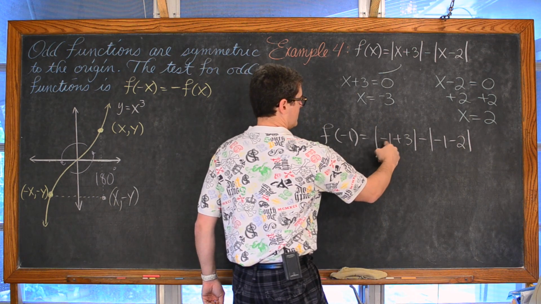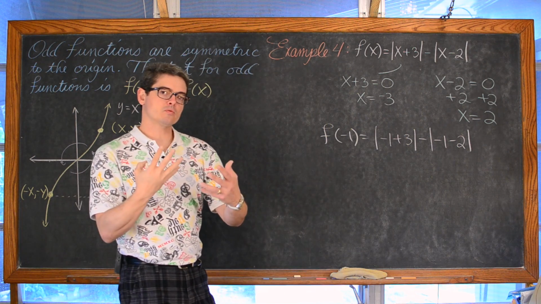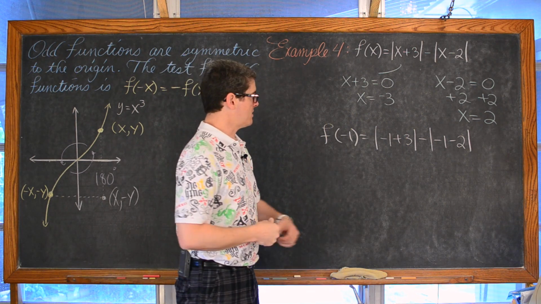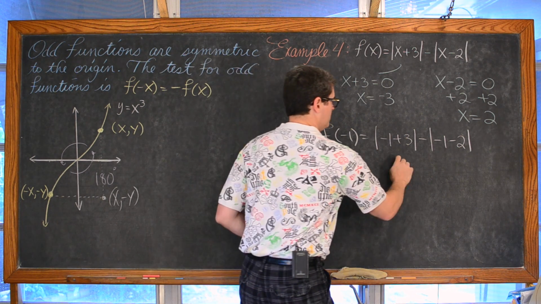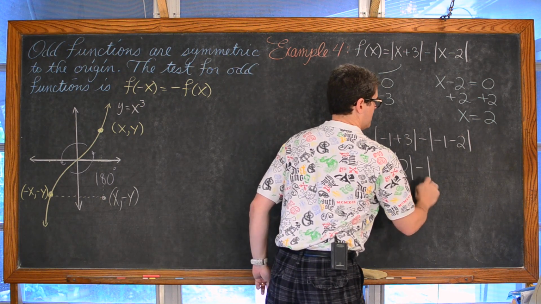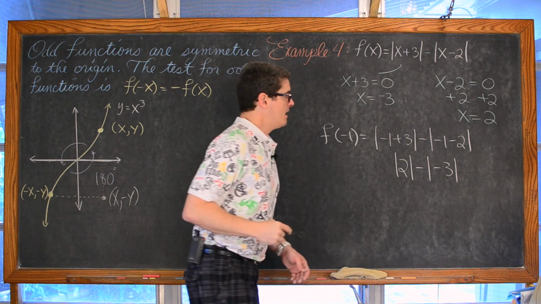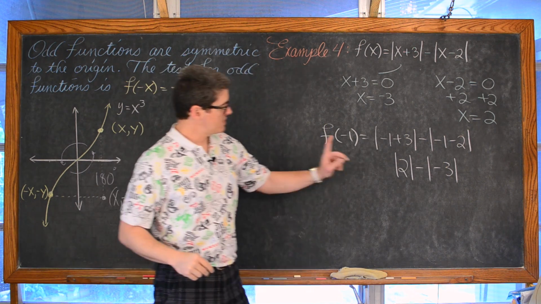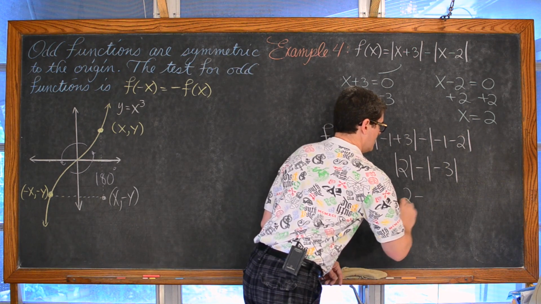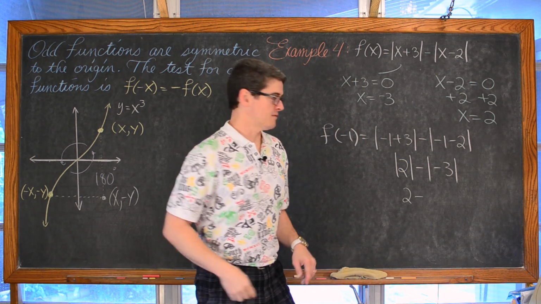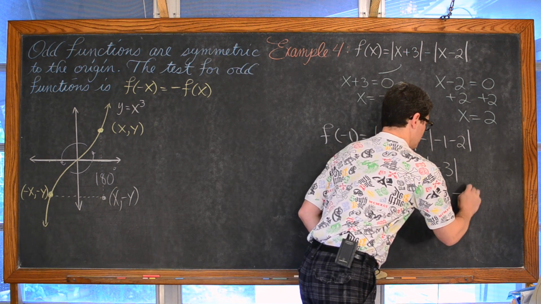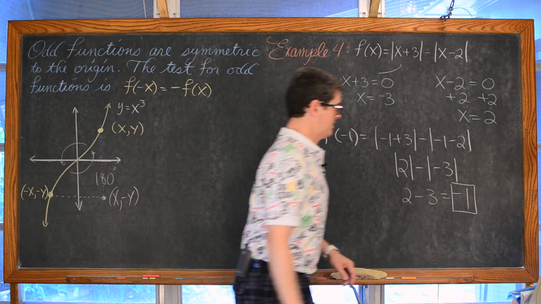And that's going to be negative 1 plus 3. When you combine numbers with different signs, you subtract and keep the sign of the largest number. So 3 minus 1 is 2, minus the absolute value. Like signs, so we're going to add those and keep the sign. And we get 2 minus the absolute value of negative 3, which is positive 3, and we get an answer of negative 1.